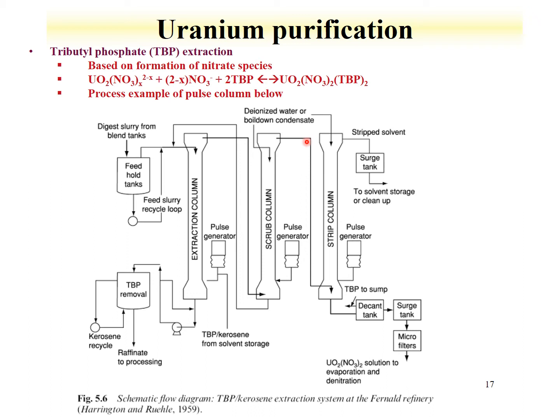This organic phase is then transported to a strip column. This contains a lower acid concentration. The tributyl phosphate moves up and leaves behind the uranium in the aqueous phase, in which the uranium can then be collected and formed into uranyl nitrate.